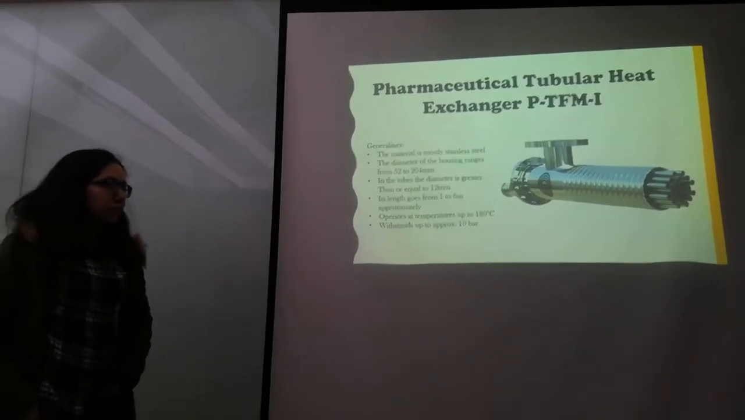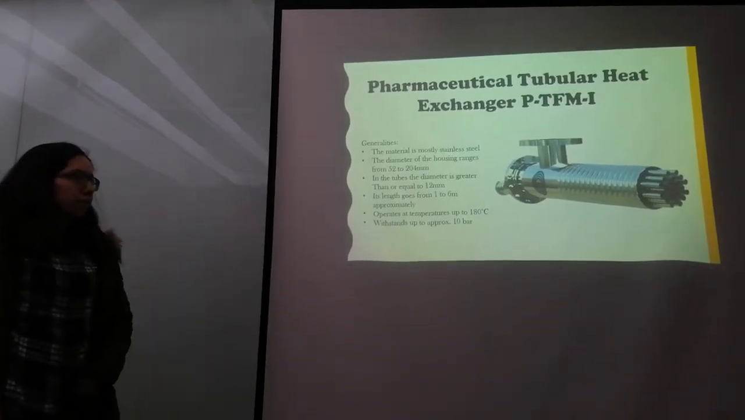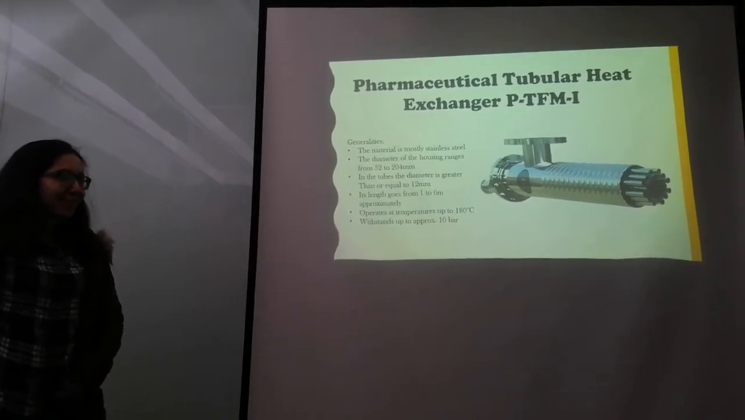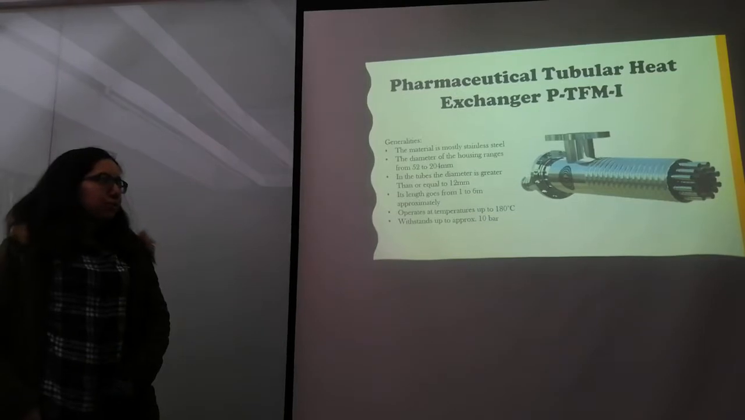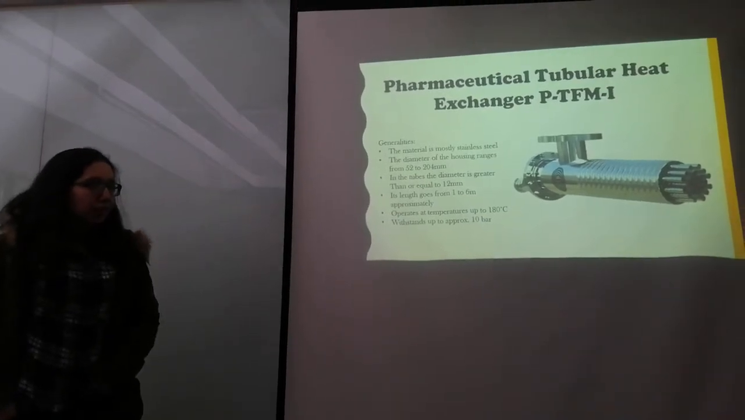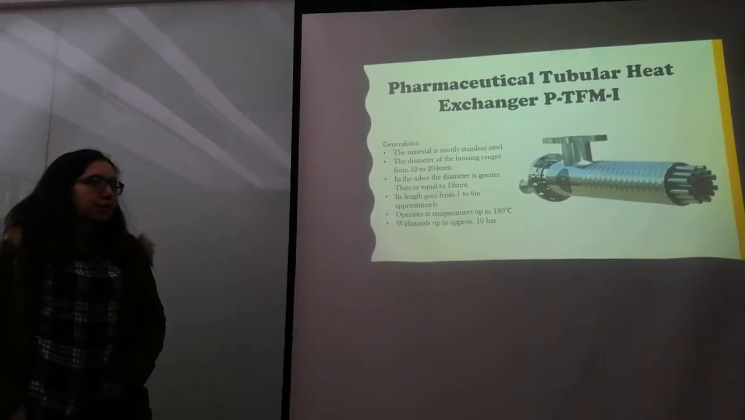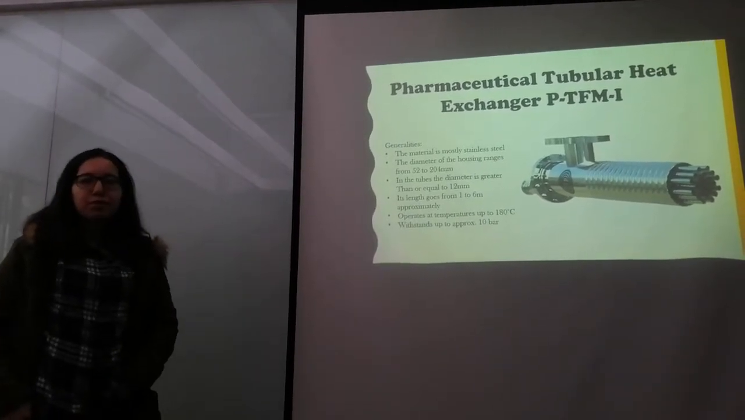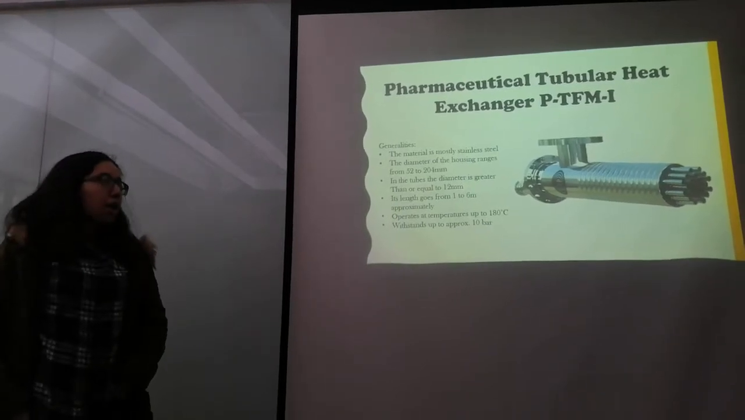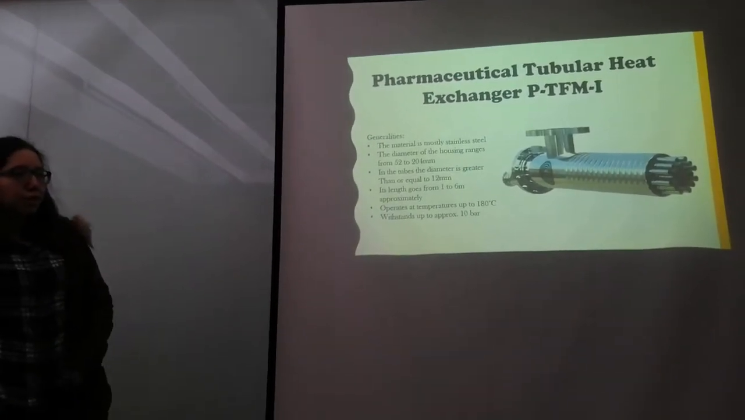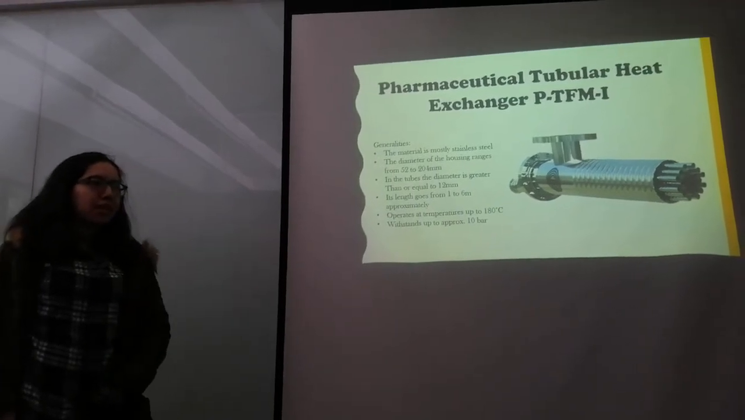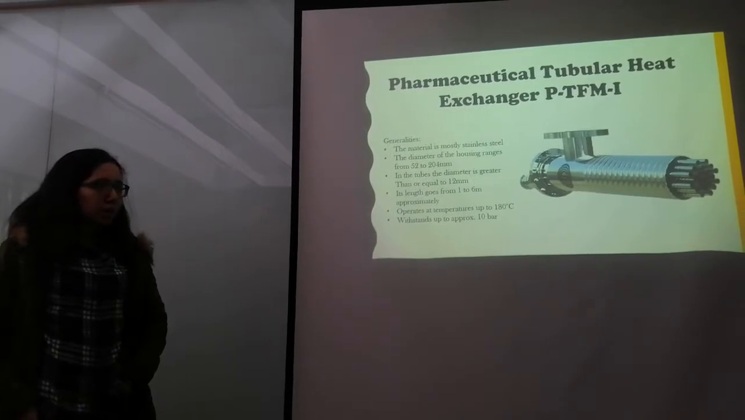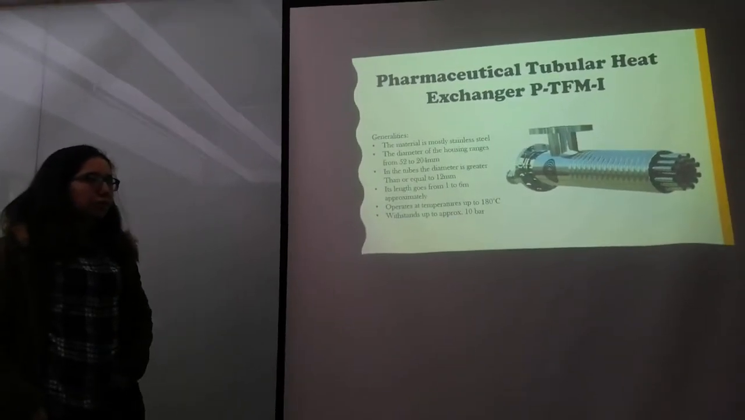The diameter of the housing is in the range from 52 to 204 millimeters. The tube diameter is greater than or equal to 12 millimeters. The length goes from 1 to 6 meters, and it operates at temperatures up to 180 degrees Celsius and supports pressure up to 10 bar.